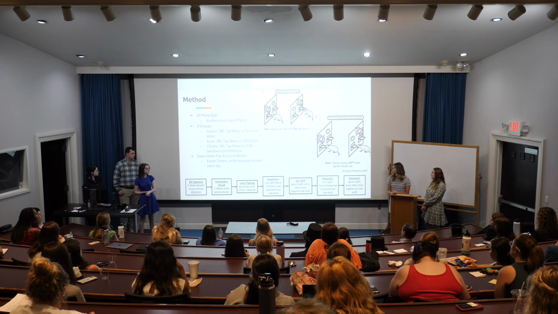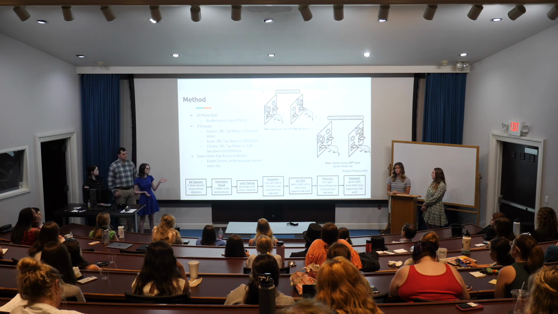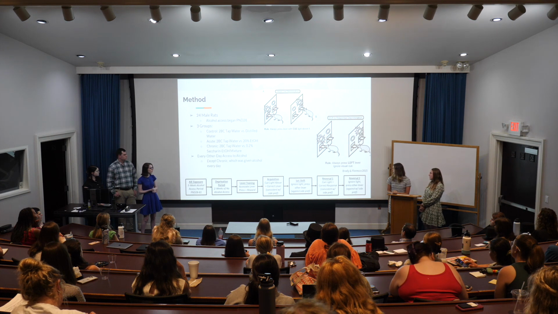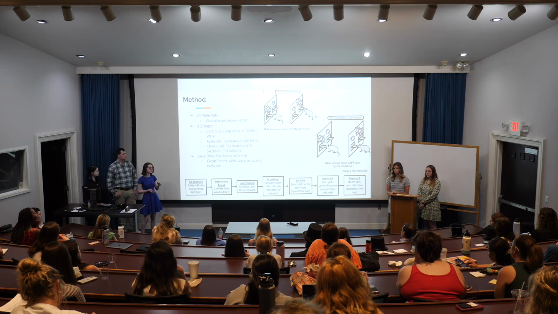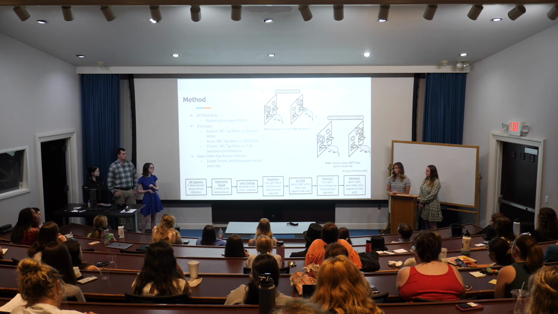From here, the rats went on to their behavioral training, in which they started off with lever training, where they learned to associate a lever press with a sucrose pellet reward, followed by acquisition, in which a cue light above one of the levers would signify which lever was the correct response, consistent with their side preference established in lever training.